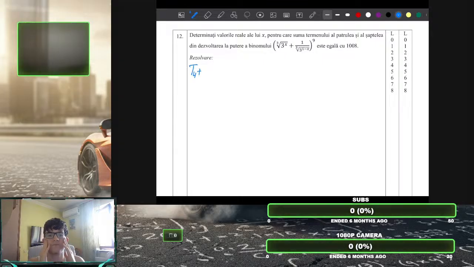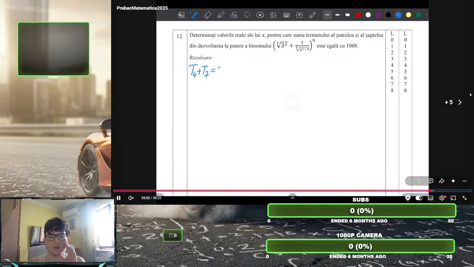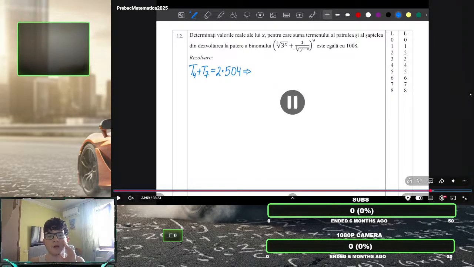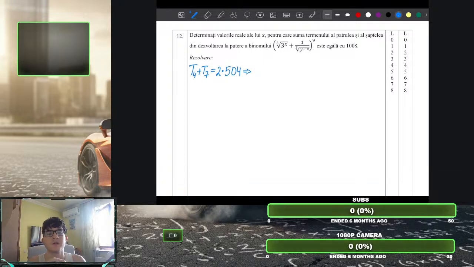Alright, so the sum we can write down as t4 plus t7 equals 1008, right? 2 times 504, you can write it down like this for now. And we just write down t4, we write down t7, and based on this expression find out what x is, right? That's what I can think about right here to complete this, right?